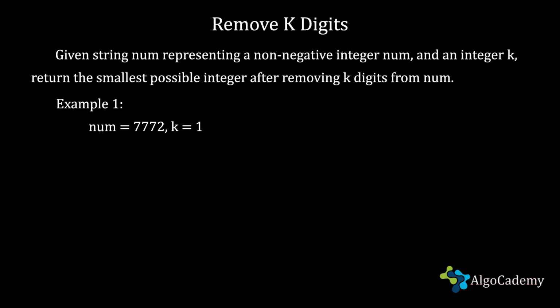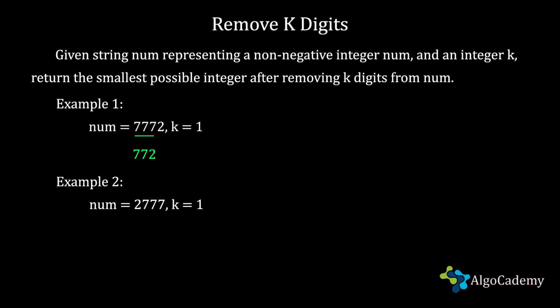So let's say our number is 7772 and k equals 1. I chose this number purposely because it only has two distinct digits. So we can either remove 1 7, it doesn't really matter which one of them, or we can remove the 2. If we remove one of the 7s, we will get the number 772. If we remove the 2, we will get the number 777. Between these two, of course, the first one is the smallest, so it's better to remove a 7 than to remove the 2.